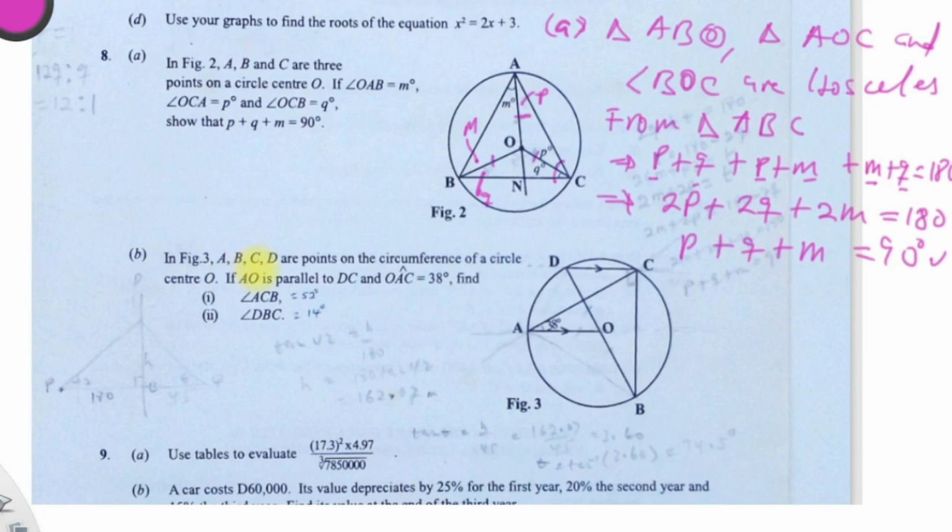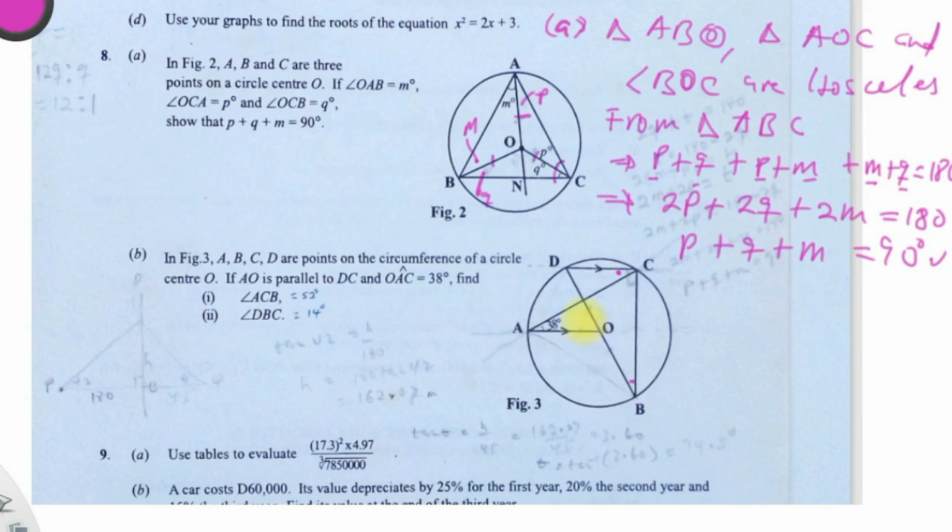You see that in figure 3, A, B, C, and D are points on the circumference of a circle center O. If AO is parallel to DC, see how he has indicated this arrow parallel to DC, and angle OAC is equal to 38 degrees as indicated, find (i) angle ACB and (ii) angle DBC. So we are supposed to find this angle ACB, and then also this angle. These two angles are the angles we are supposed to find.